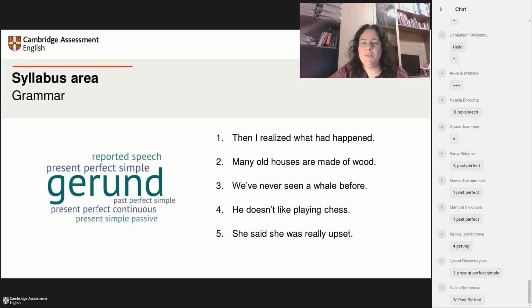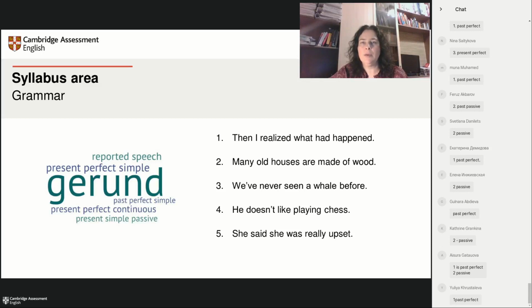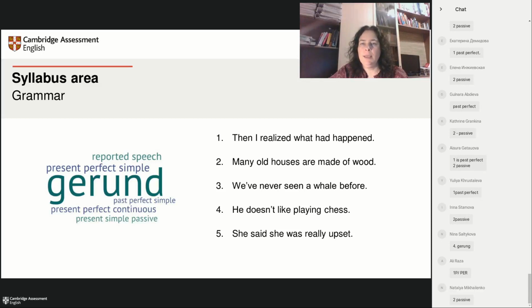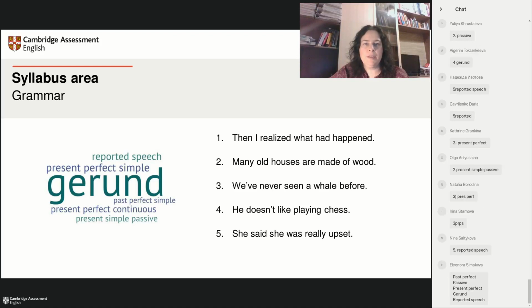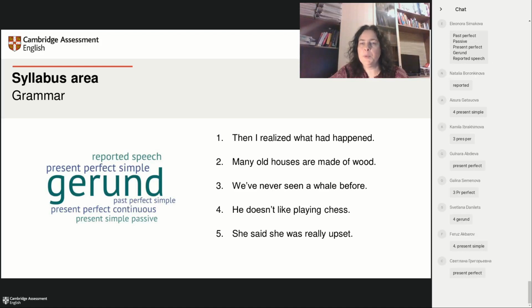Past perfect has been identified. Well done. Number 4: using a gerund after like and other verbs of this kind. So it's about verb patterns. Number 2 is passive. You're absolutely right. Number 3 is the present perfect. Well done.